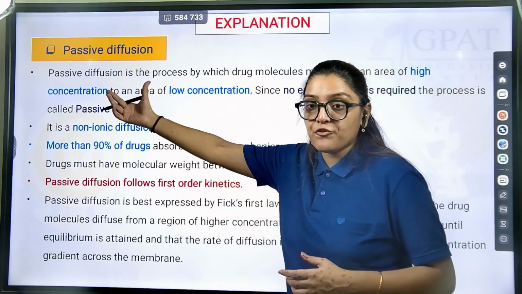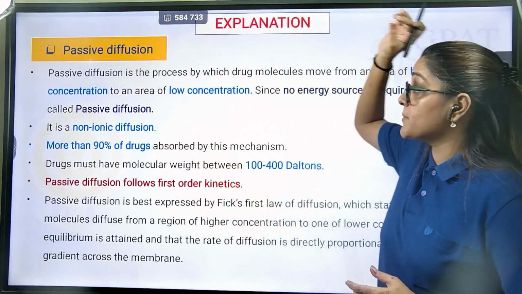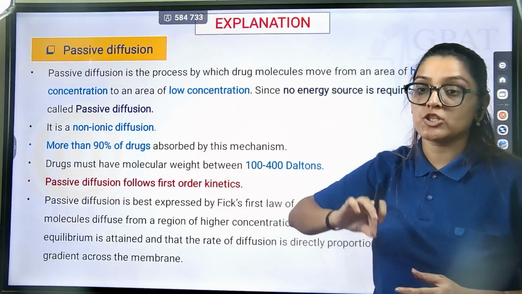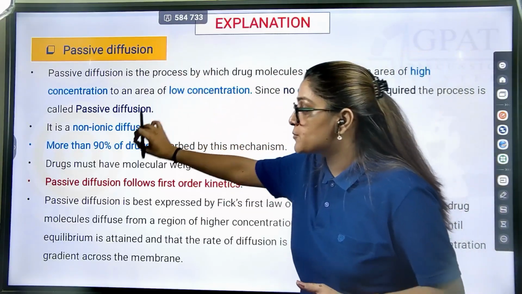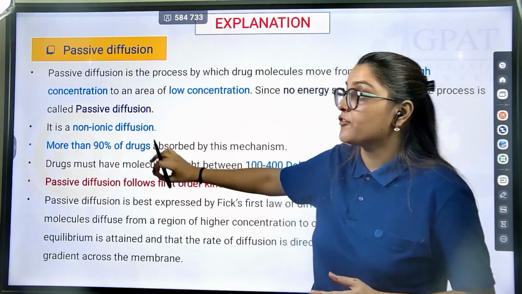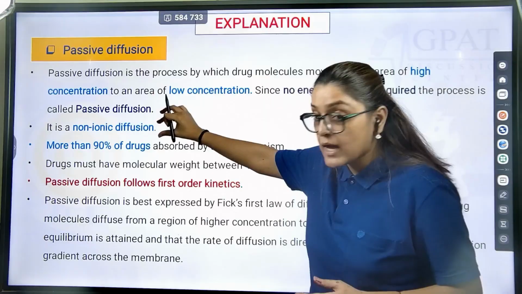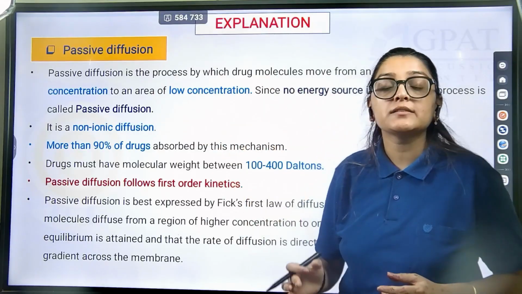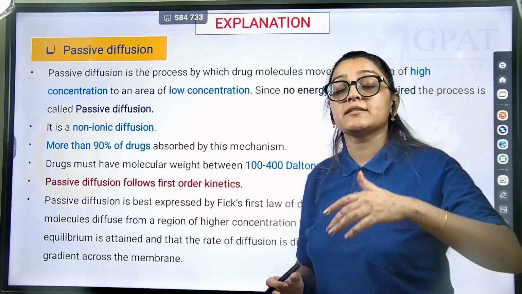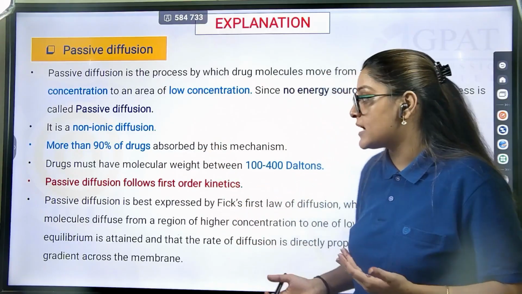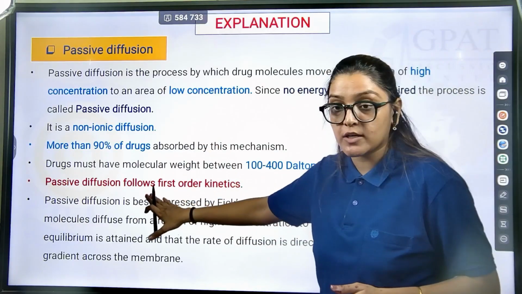So passive diffusion, here the concentration gradient has a major role. From a region of high to a region of low concentration, the transport is happening, responsible for around 90% of the drugs, follows Fick's law of diffusion. This is non-ionic diffusion, follows first order. Zero order, if it is, it should be saturable, but it is first order, it's a non-saturable transport, right? It follows first order kinetics.